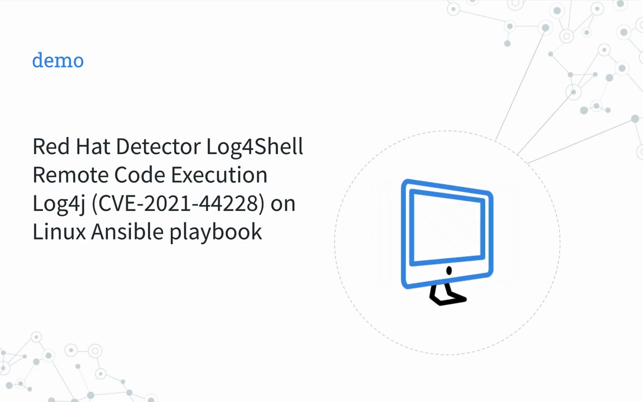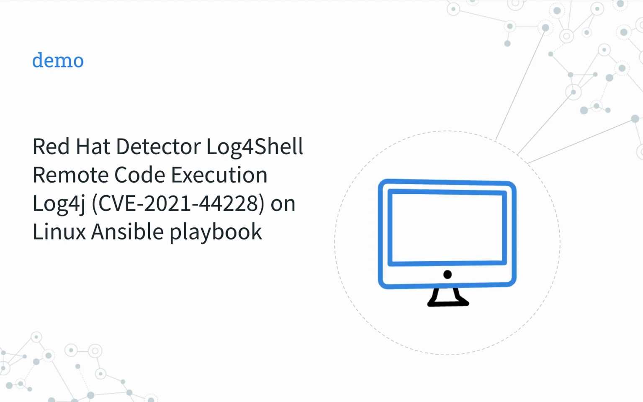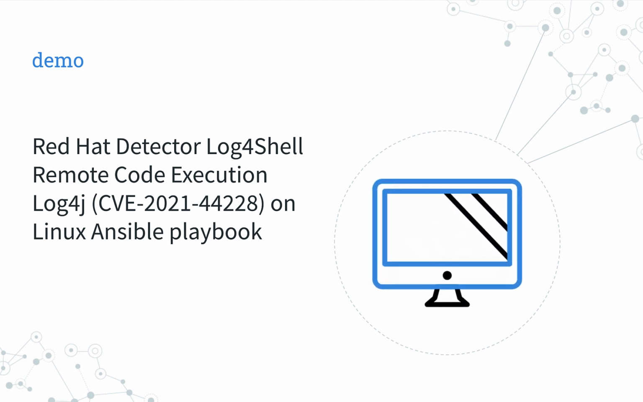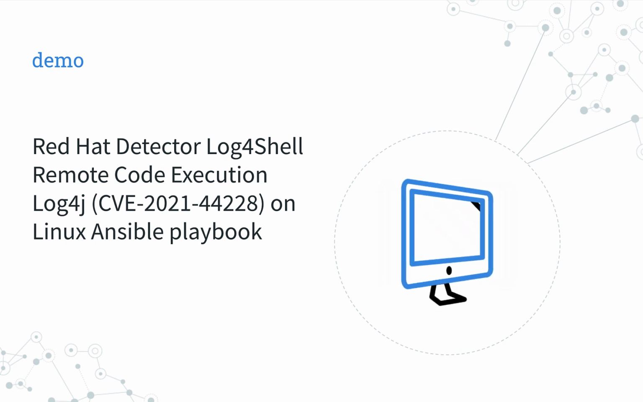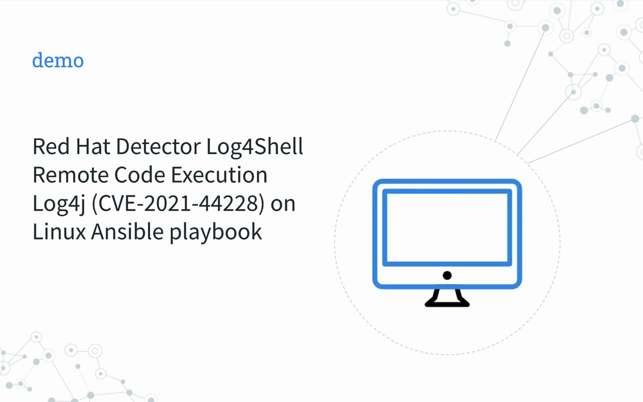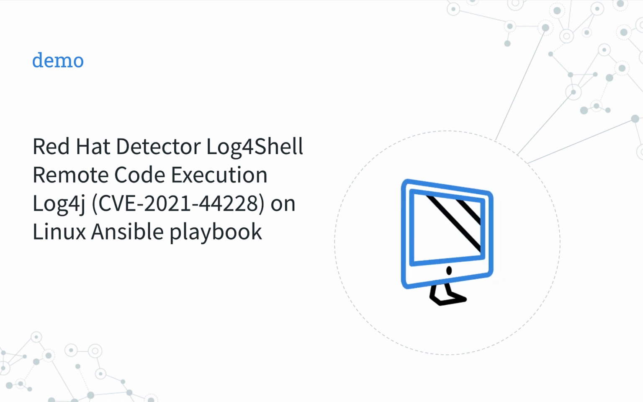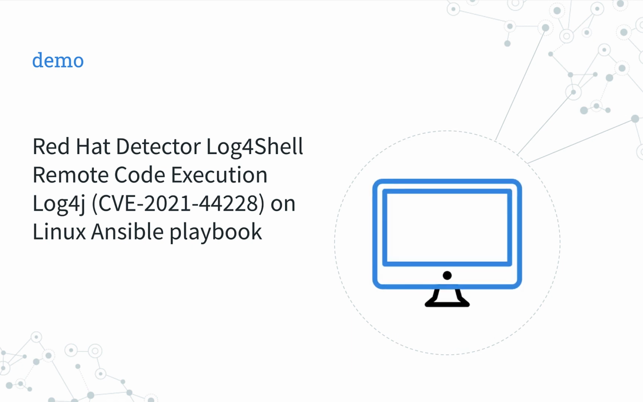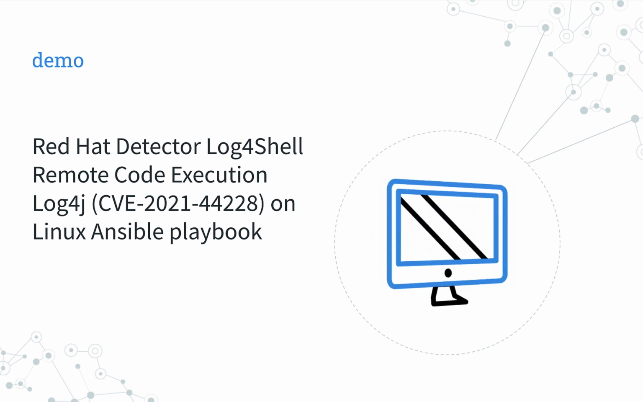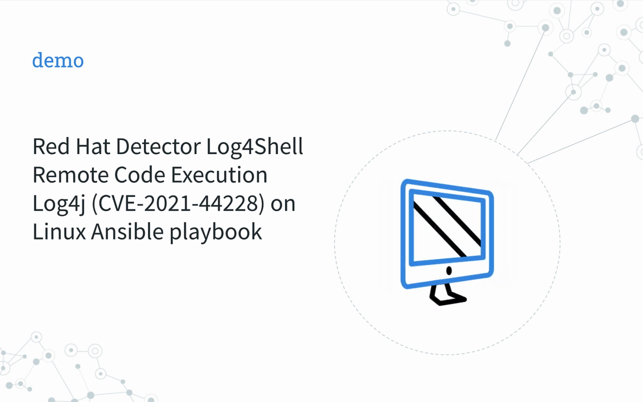Demo. A real-life demo of how to automate the Red Hat detector for Log4Shell remote code execution Log4j CVE-2021-44228 on Linux with an Ansible playbook. Are you ready? Let's have fun!